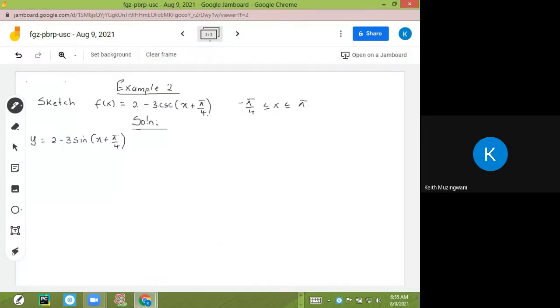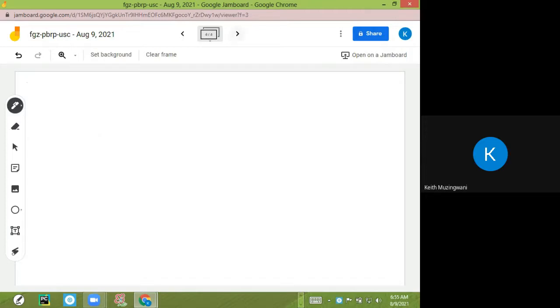Okay. So we said when you're sketching, what do we need? We just need the period. So in this case it is 2 pi over 1, so it's 2 pi. Then the scale is 2 pi over 4, so we have pi over 2. And then the horizontal shift, in this case, is negative pi over 4.